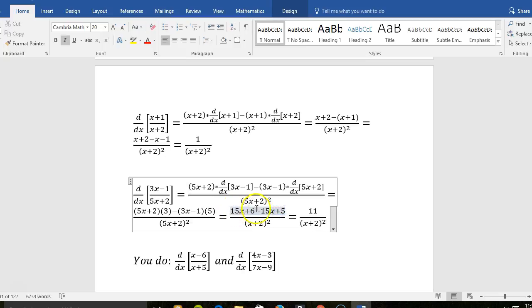Well, 15x minus 15x is gone, and then 6 plus 5 is 11, so you just get 11 over the square of x plus 2, and that's it. Again, we just did the low d high rule, and I'll leave it for you to do this guy right here and this guy right here.